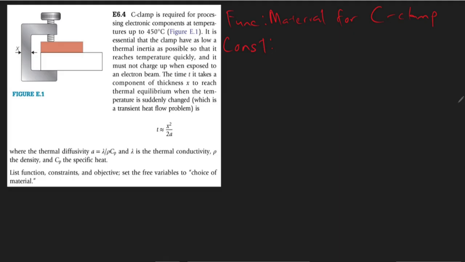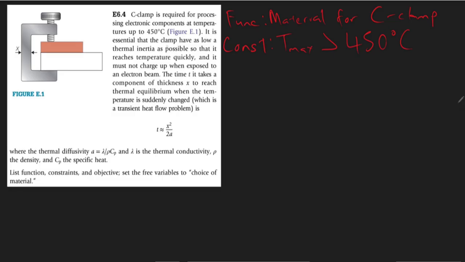Then next we are looking for the word constraints. Those are things that cannot be negotiated upon. They have to be met. So this material has to process electronic components at temperatures up to 450 degrees C. So the service temperature of this material, T max, has to be greater than 450 degrees C. So that's one of the constraints. The next constraint, we shall keep reading.